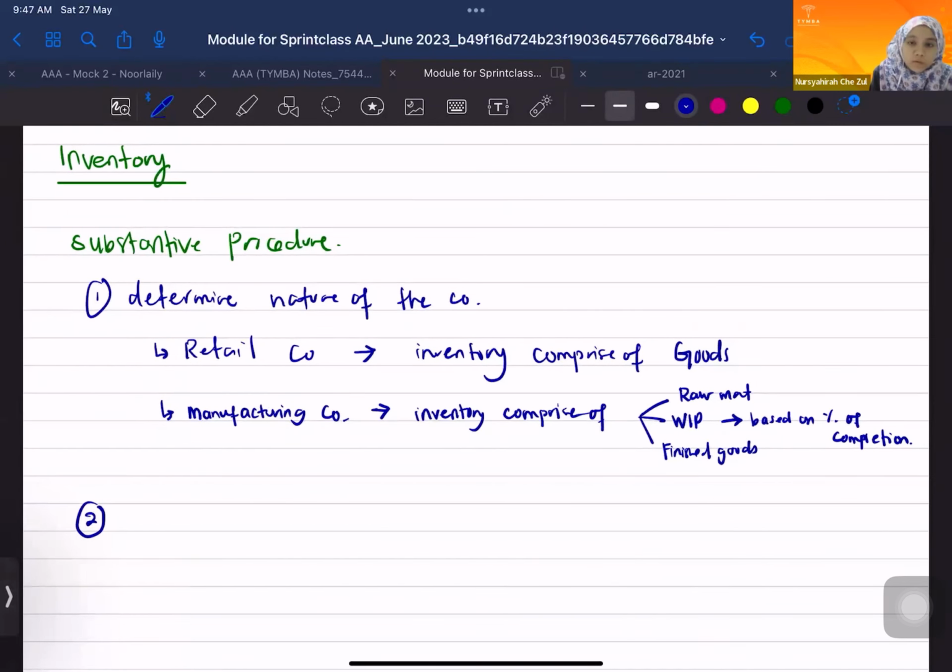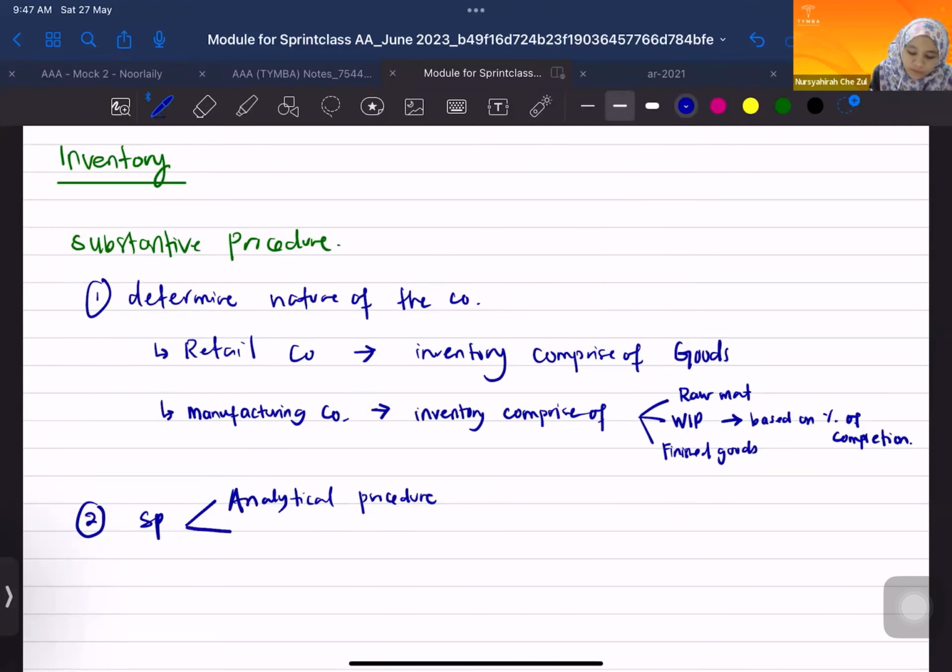Okay, so to answer substantive procedure relating to inventory, as usual, think of your analytical procedure. Compare inventory over days. Or you can compare inventory by category for current year against prior year. I think that is also acceptable. What else is a possible analytical procedure for inventory? I think just two.